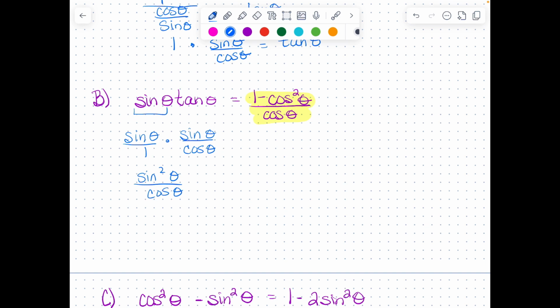Now, if I notice here that what I'm trying to get to is cosine on the bottom, cosine on the bottom, already there. So how does this sine squared theta equal the 1 minus cosine squared theta? Well, we have a Pythagorean identity, so we can rewrite sine squared theta as 1 minus cosine squared theta over cosine theta, and these are identical. So that is proof.